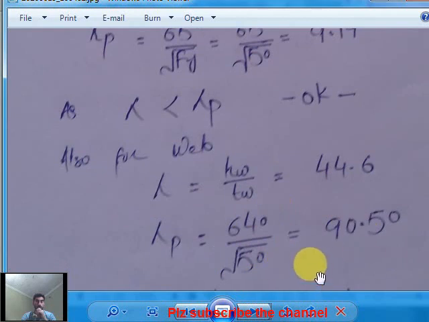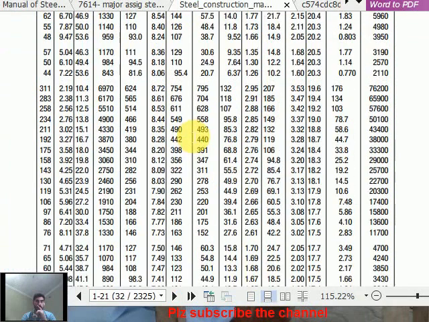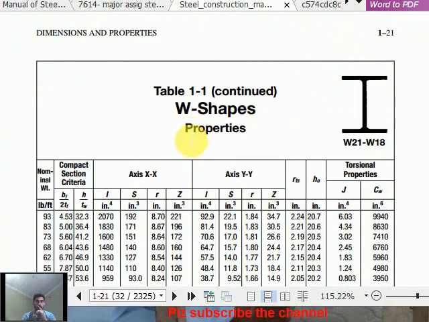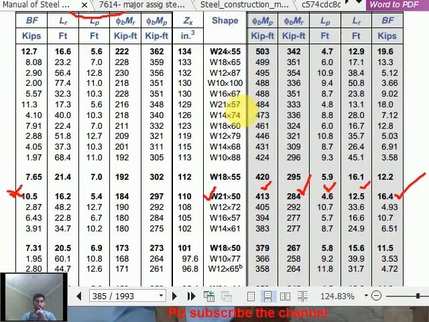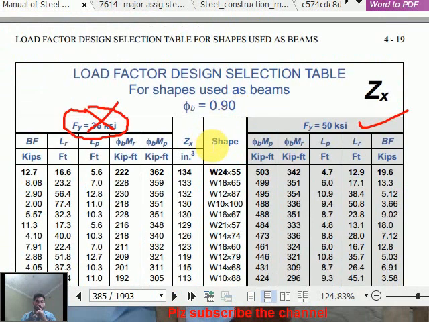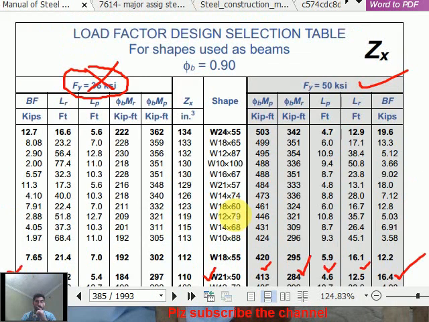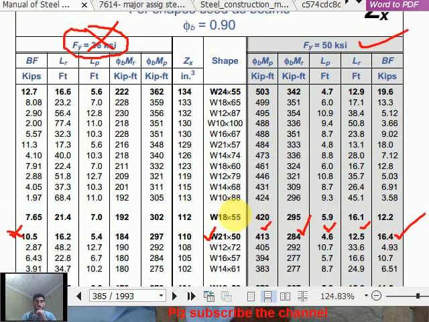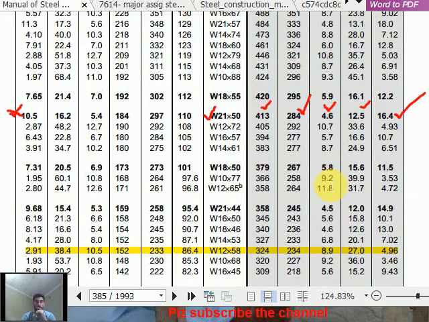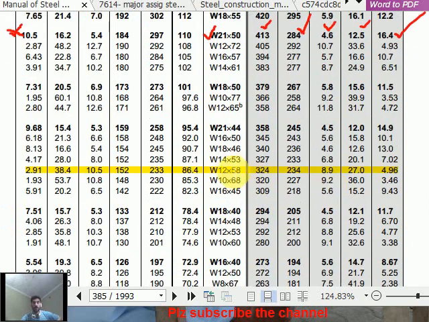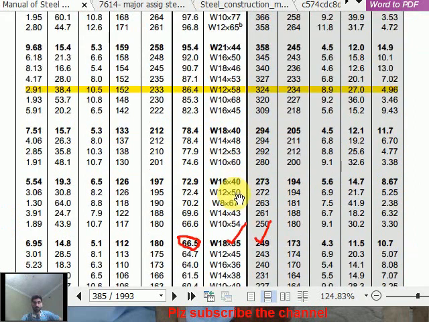So let me check one thing. Here we select, no, this one not. Here we have Zx, clear? So we have to look at these values, okay, remember, because we have 50. Where is my section? Is my section this one? No.